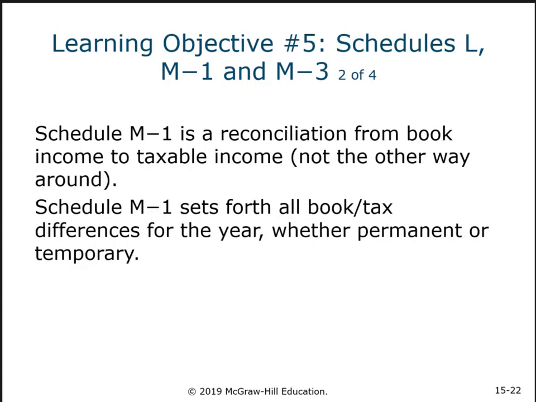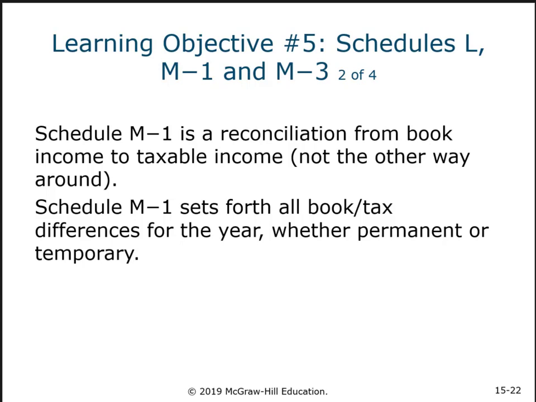The M1 schedule is far more, you might say, confusing, but it also has more of the information that we're looking at. It's a reconciliation from book income to taxable income. This is how much the book income is on the financial statements, the income statement that we use at the bank, that sort of thing. And this is how much the taxable income is on the tax return. All the differences are listed on the M1 so that you can literally see what the differences are.